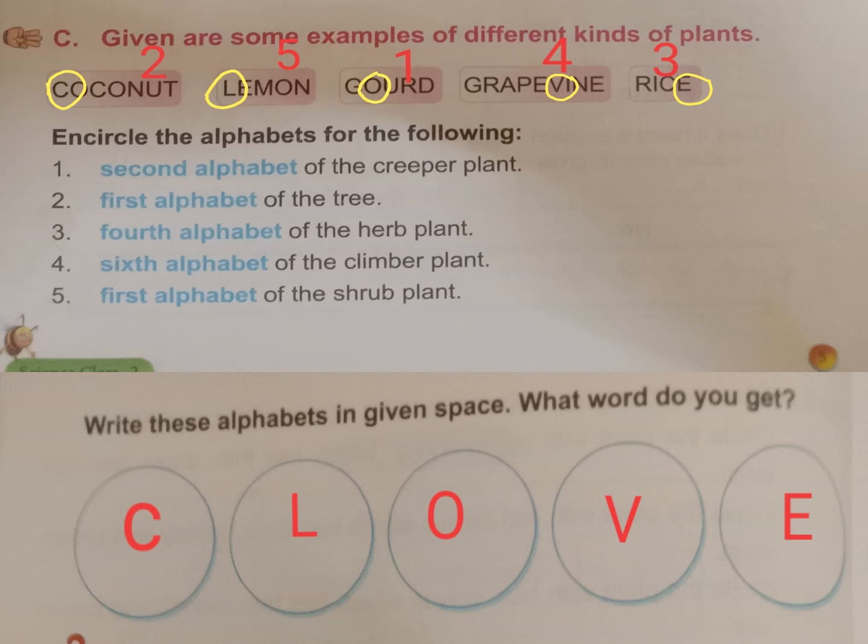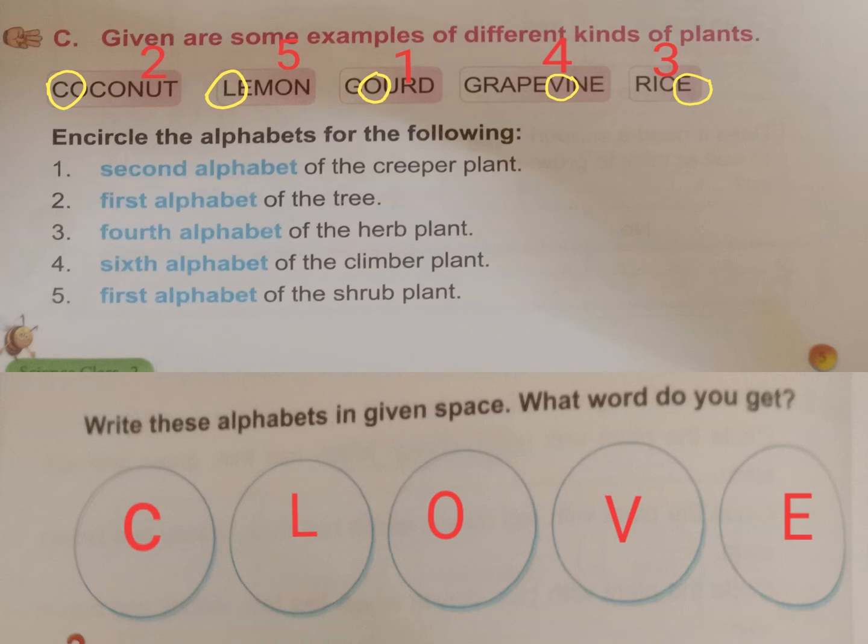Okay, now fourth one, sixth alphabet of the climber plant. In this example, which is the climber plant? Grape vine. You want to circle the sixth alphabet. Shall we read the spelling? G-R-A-P-E-V-I-N-E. Now shall we count? 1, 2, 3, 4, 5, 6. You want to circle the sixth alphabet, V.